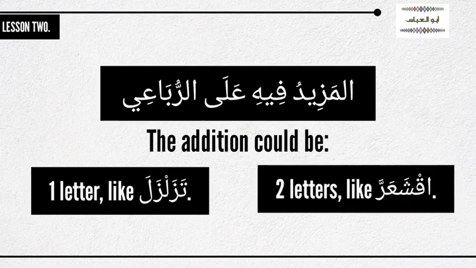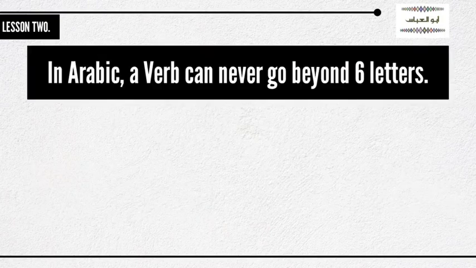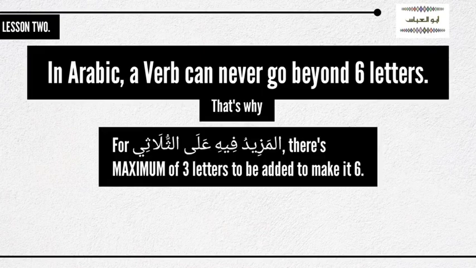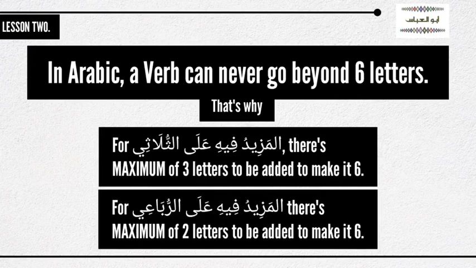And at times it could be 2 letters that were added, like ikusha'arra. So this al-mazidu fihi ala rubai could be one letter or two letters. It does not go beyond that, because a verb can never go beyond 6 letters. That is why al-mazidu fihi ala thulathi did not go beyond an additional 3 letters to make it 6, while al-mazidu fihi ala rubai does not go beyond 2 letters to be added to make it 6.